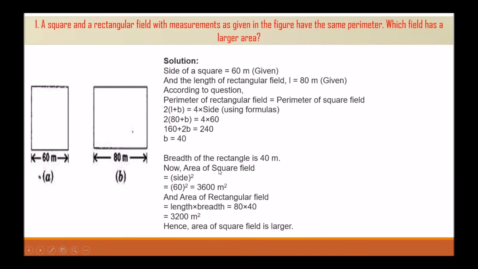Now area of the square field is side square. So 60 square, that is 3600 meter square. And area of the rectangular field is length into breadth, equals 80 into 40, that is 3200 meter square. Hence the area of the square field is larger.